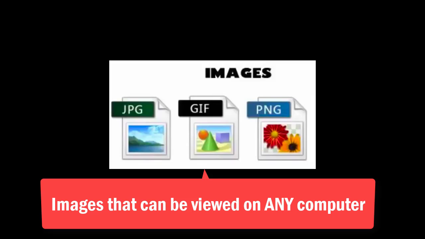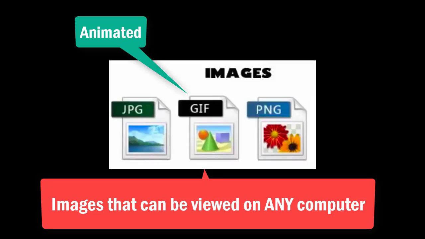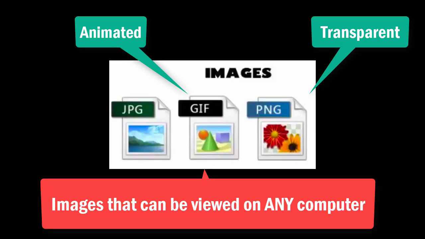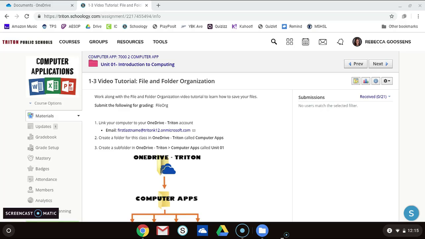The big difference between the three is that the GIF file can be an animated picture and the PNG file allows for transparency. But otherwise, all three image file types are viewable and editable on any computer. So now we're going to practice downloading and saving a couple image files to the correct spot.